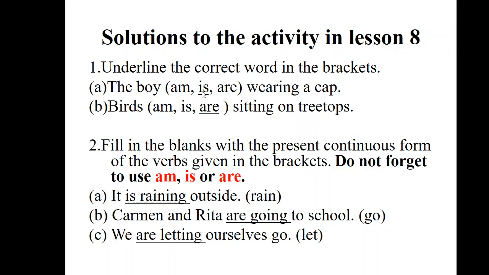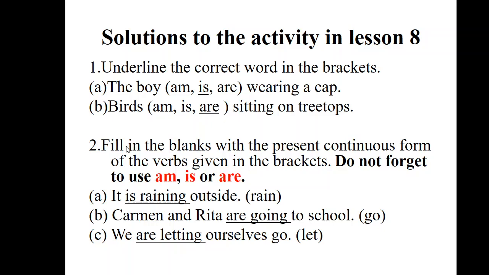We have am, is, are. So here the correct word is is, because here the boy, it's only one boy, so this sentence is in singular form. So the boy is wearing a cap. B, birds are sitting on the tree tops. Birds, they are a lot, so we are going to use the auxiliary verb to be, are.